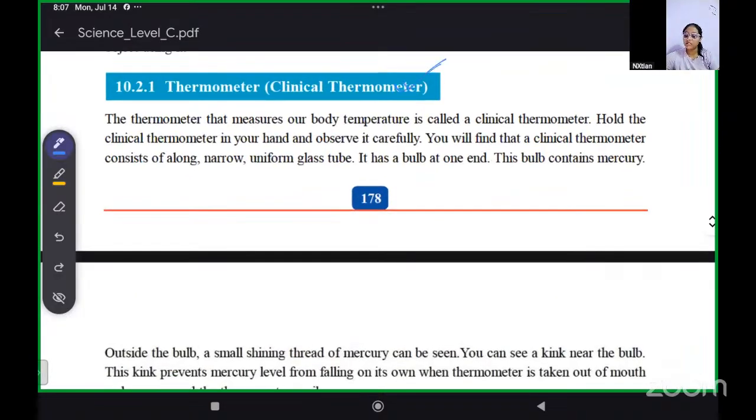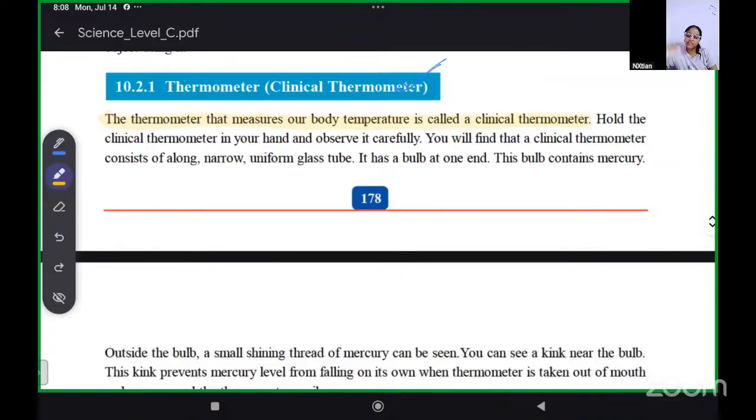First one is the clinical thermometer. The clinical thermometer is the one that we use to measure our body temperature. The other one is called a laboratory thermometer, which is used in labs to measure the temperature of chemicals and chemical substances. The thermometer that measures our body temperature is called a clinical thermometer.